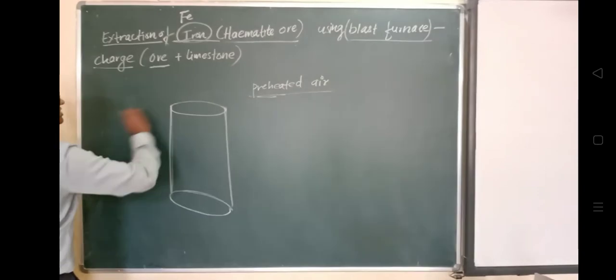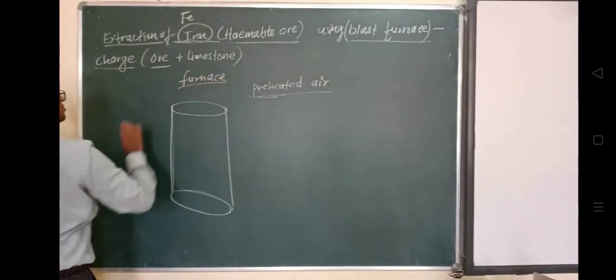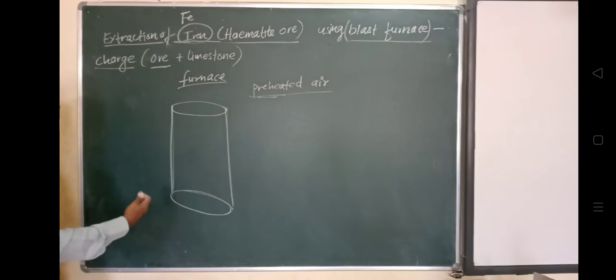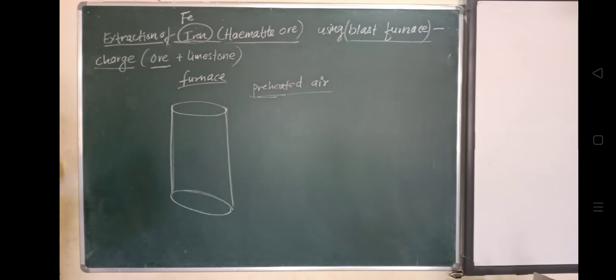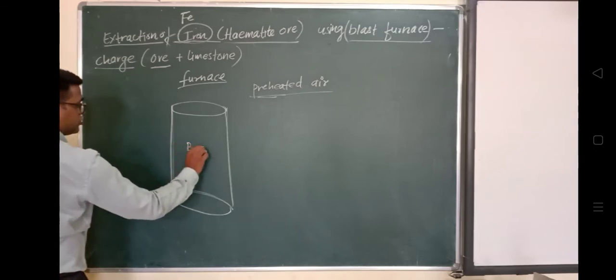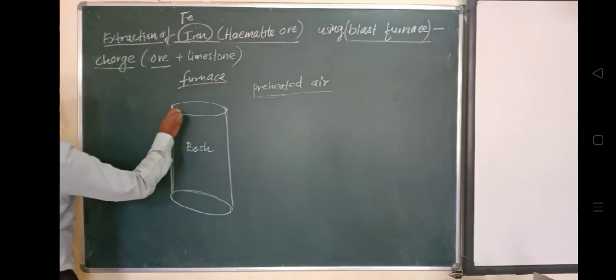The ore and the limestone are coming from the top, and here there is preheated air, and this is already a complete blast furnace. So when these two come in contact with each other, what will happen? Definitely a burning process will be there. The charge and hot air come in contact with each other and various reactions take place. So in this way, charge and heated air will come in contact.